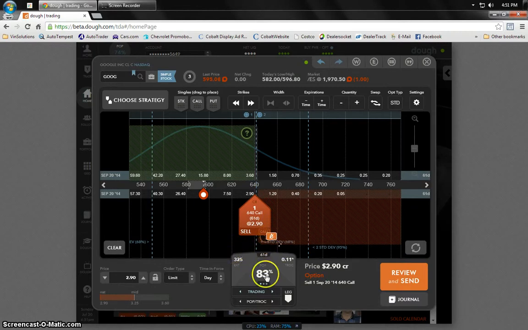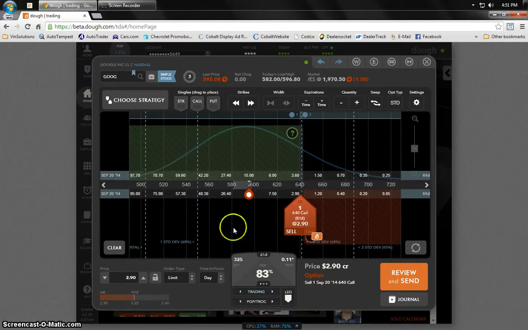I'll explain what this teardrop means a little bit later, but I want you to grab the concept. So what are you betting? What are you saying by placing this bet, this trade? You're betting that Google, which is now at $595 right here, will stay below $640 by the end, at 61 days.